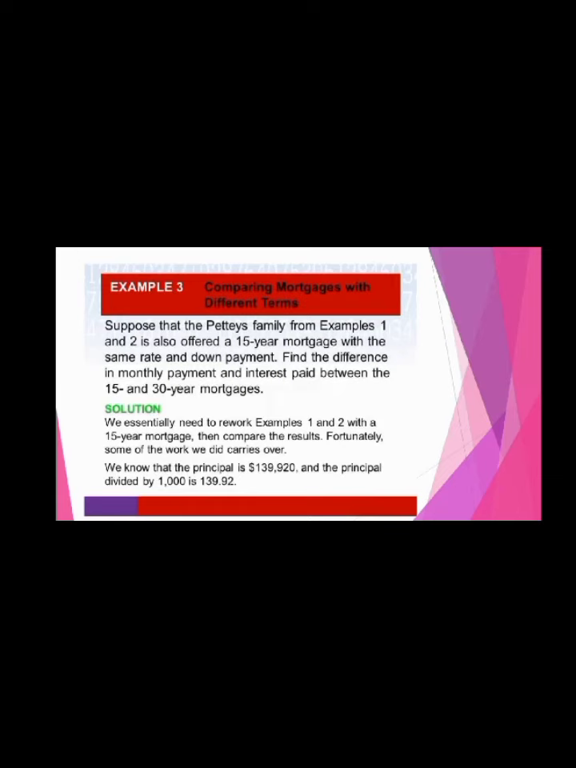Fortunately, some of the work we did carries over. We know that the principal is $139,920. So, mauna siya ang katong nasa example number 1. And the principal divided by 1,000 is 139.92.